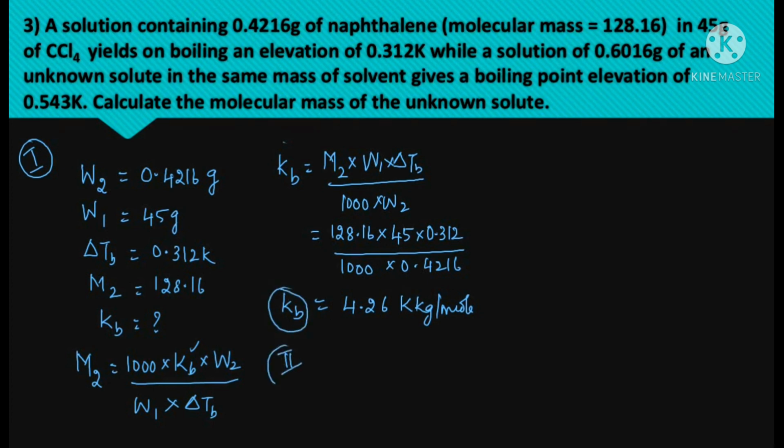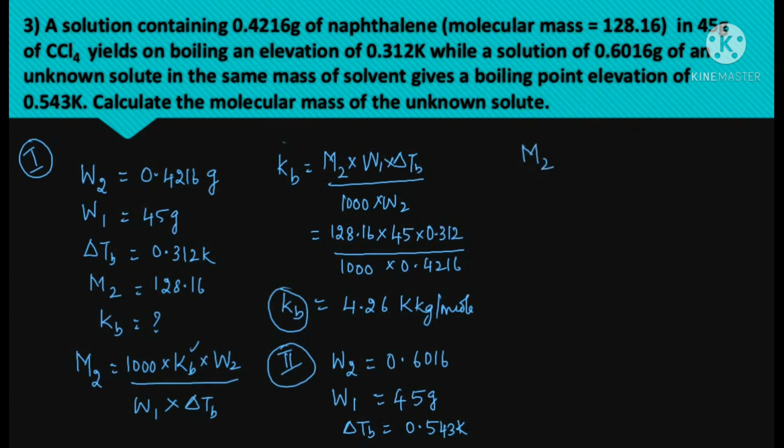In the second step we'll write the data given. It is W2 of this unknown solute, that is weight of the unknown solute is 0.6016. And the weight of the solvent, obviously it is the same, the solute is dissolved in the same amount of solvent, that is 45 grams. Delta Tb given is 0.543 Kelvin. Molecular weight you want to calculate, and Kb, obviously we know, we are going to take it from the previous step.